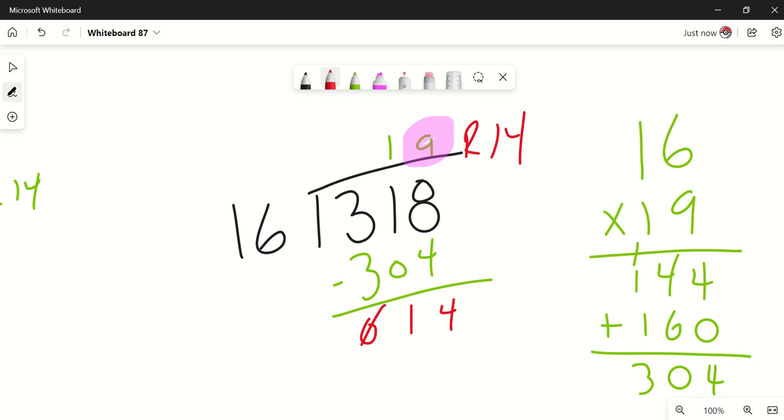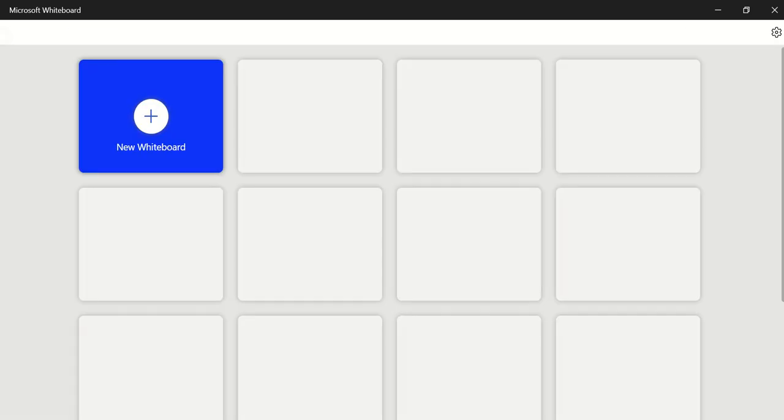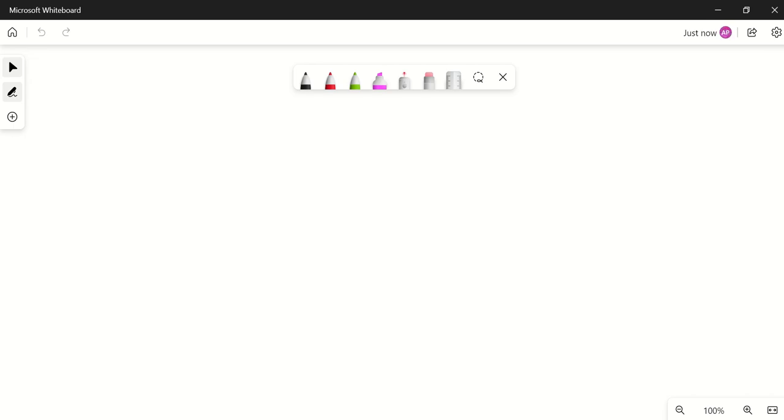In the future, though, we would annex a 0 and do a decimal and keep going. But we're not going to do that today. We do not have time for that, and it's not part of our homework. We don't need to have it in decimal form. We can leave it as a remainder.